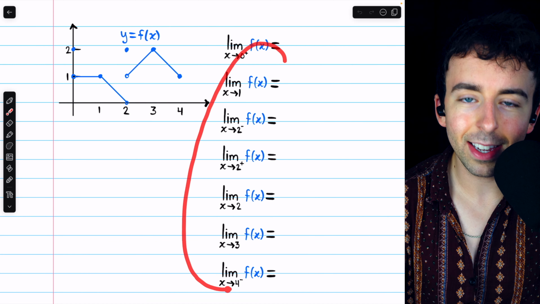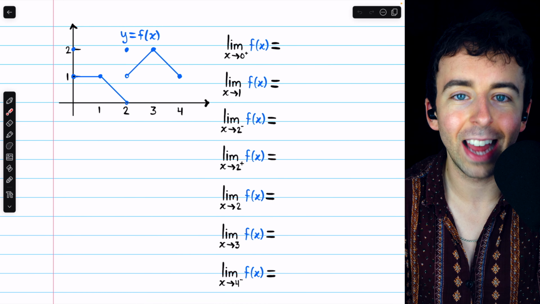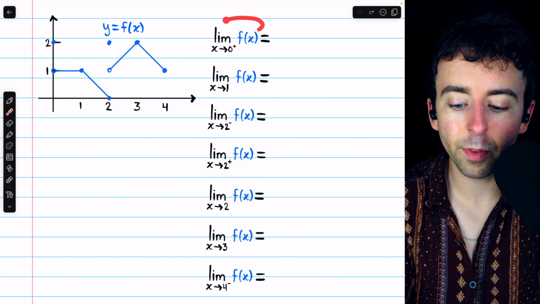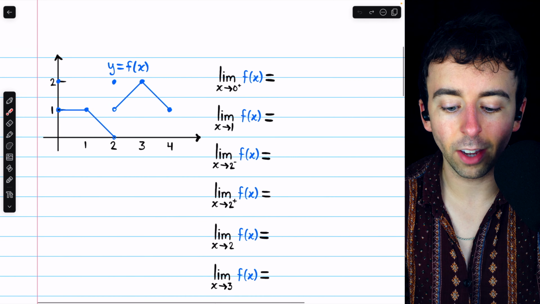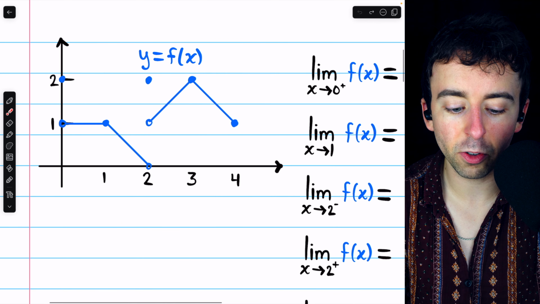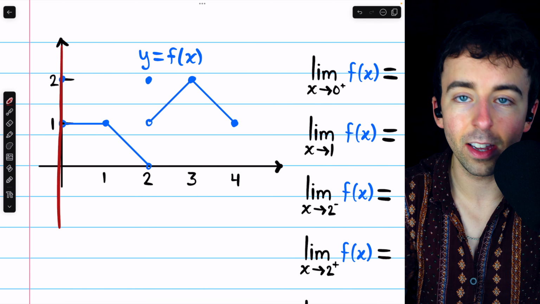Let's evaluate these seven limits based on this graph of an awkward function f of x. First, we're asked to find the limit of f of x as x approaches 0 from the right. So, zooming in on the graph of our function, understand that x equals 0 is right here at the origin.